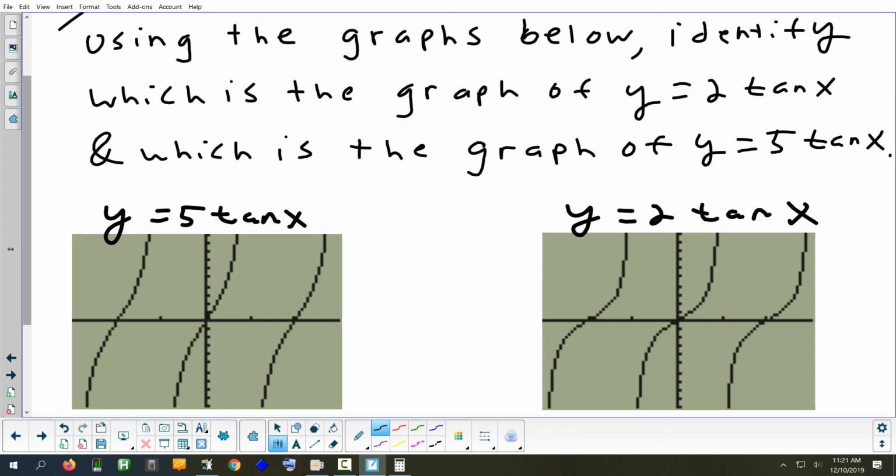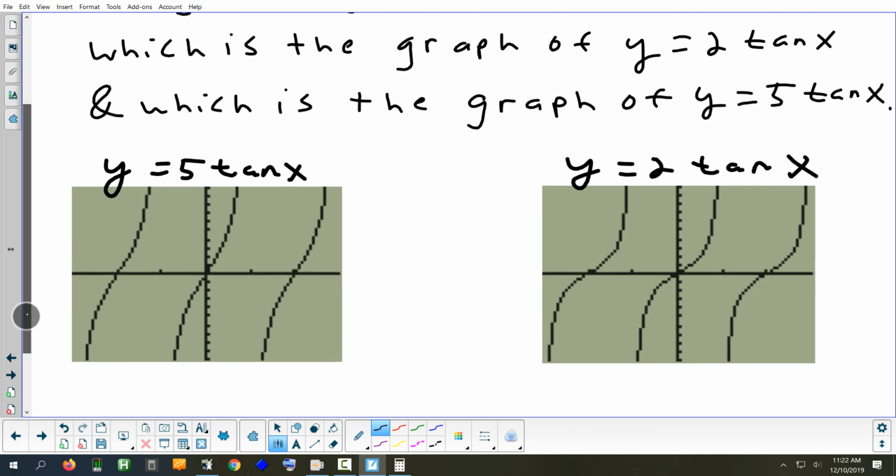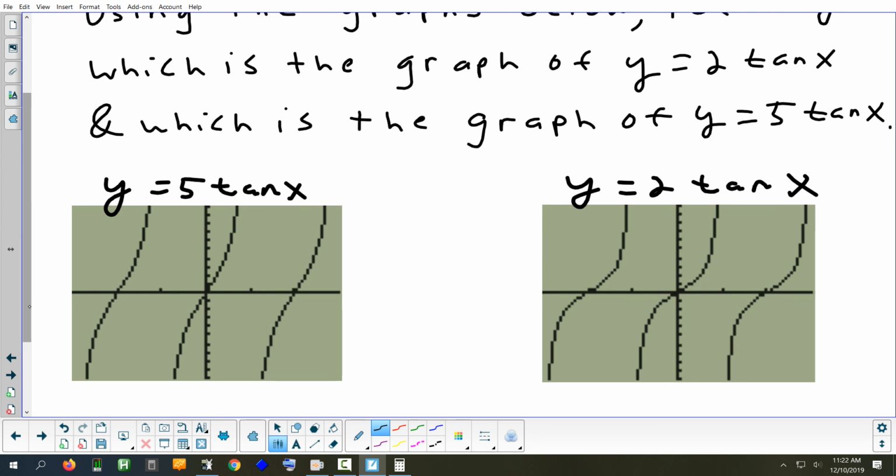So a little bit different kind of transformation problem than what we're used to. I didn't ask you to list all the transformations here. I just wanted you to identify pictures. And there'll be one like that on the test. Okay. Any questions on that one?